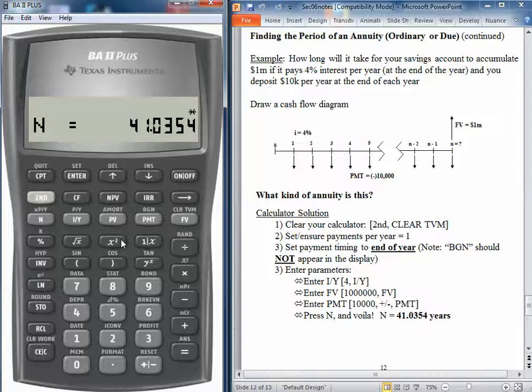And this tells us that it'll take us just a little bit longer than 41 years in order to accumulate $1 million, or 41 equal payments plus a little bit in order to accumulate $1 million.